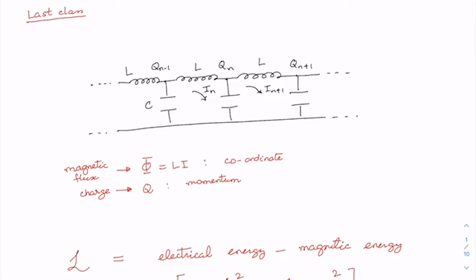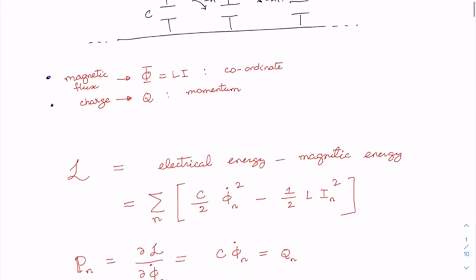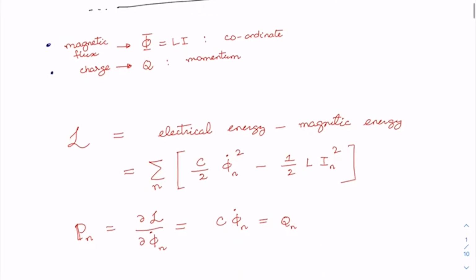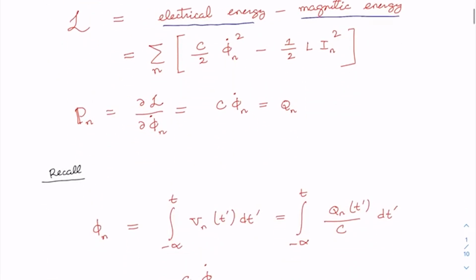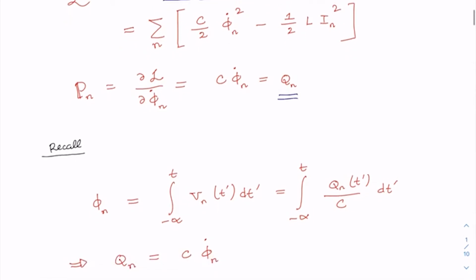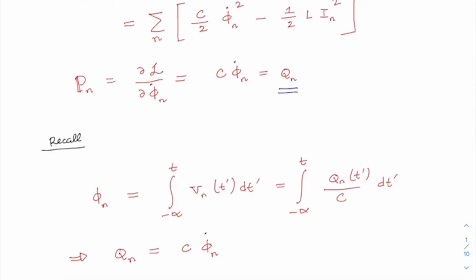In the last class, we quantized the infinite transmission line, taking the magnetic flux as the coordinate, and it turns out that charge would be the momentum. The Lagrangian of this discrete transmission line we wrote as the difference between the electrical energy and the magnetic energy, and we got from this Lagrangian that indeed the momentum is nothing but the charge.